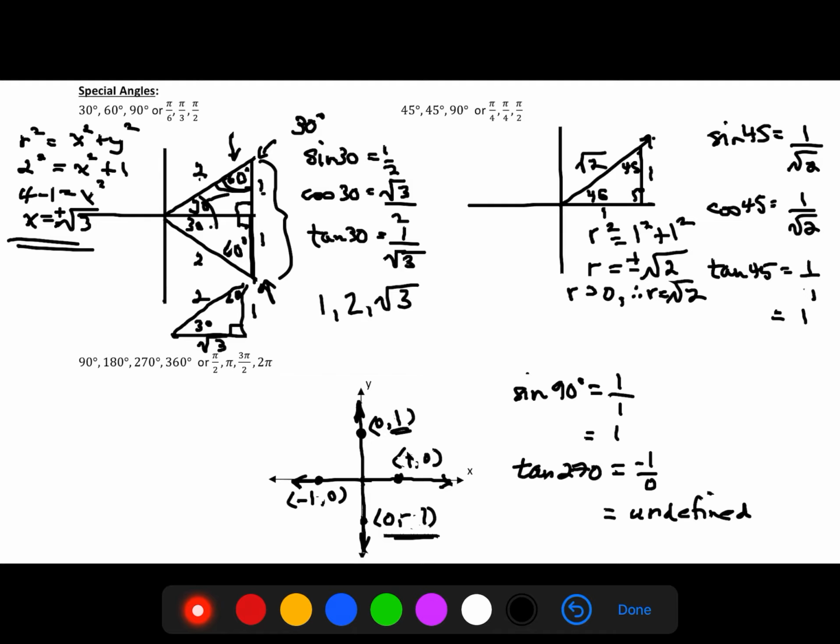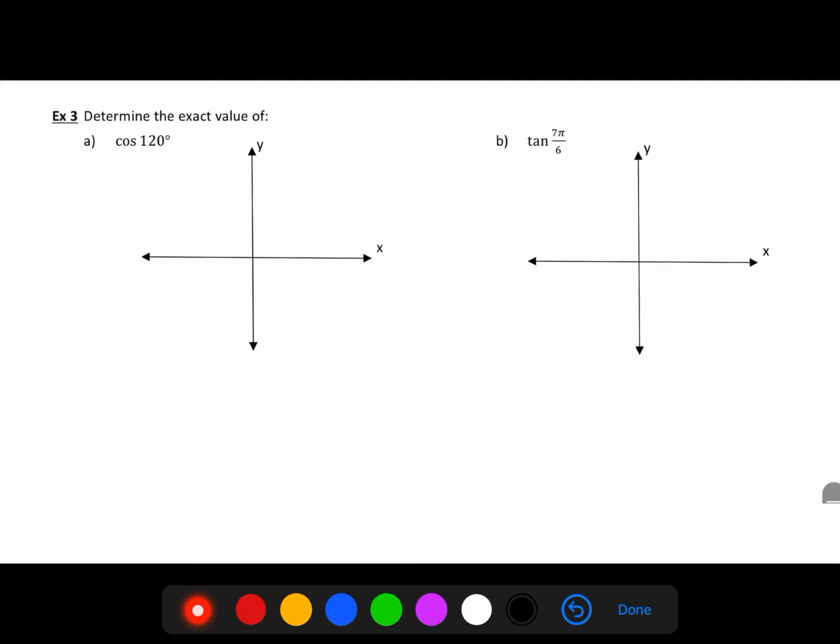Okay, and we're going to take a look at some examples using those. But basically, we want to just remember graphically for our 90, 180, 270, and 360 that fall on the axes, that's how we can come up with our solutions. Now, number 3, we want to determine the exact value of the cosine of 120. So first thing we're going to do is draw our angle. So we know it's going to go 30 past our 90-degree angle.